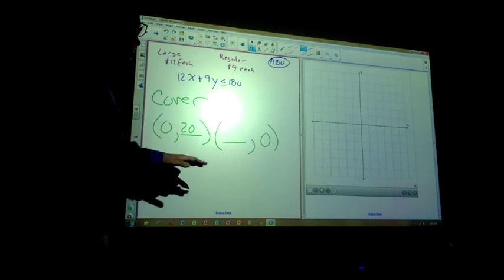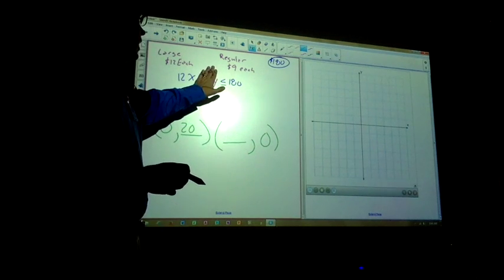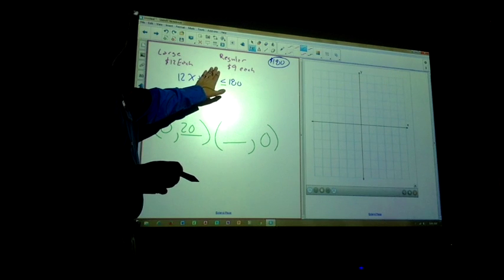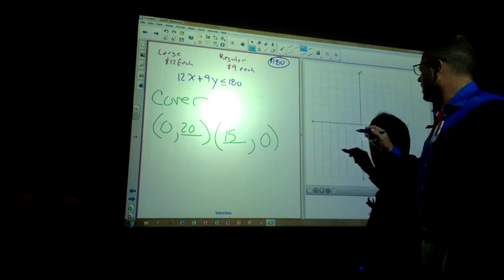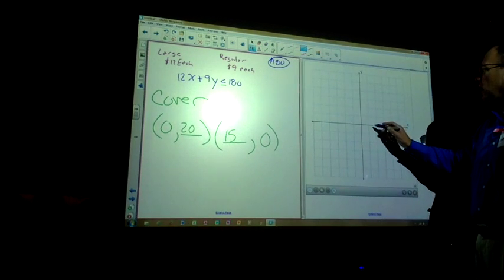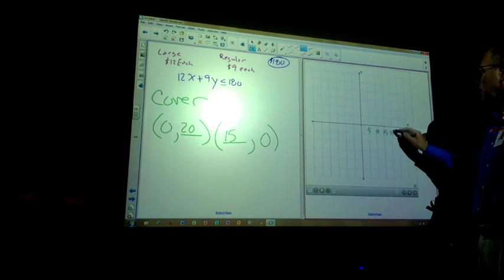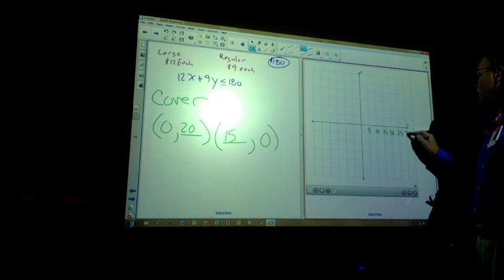Let's go to the other one too. If I have a 0 on the y, so I get 12x equals 180. So 180 divided by 12 is 15. Okay. So I think what we can do is let's count these by 5s. So like 5, 10, 15, 20, 25, and then 30 over here.